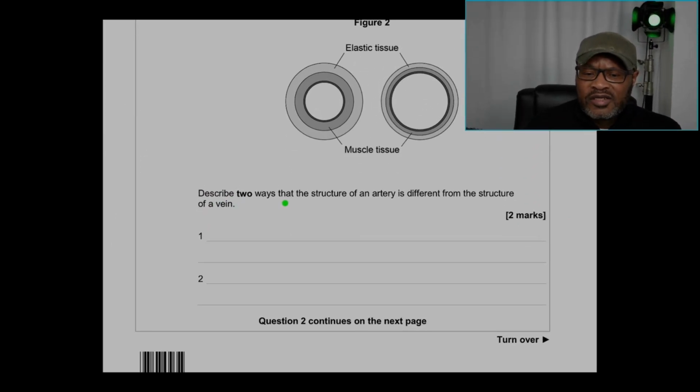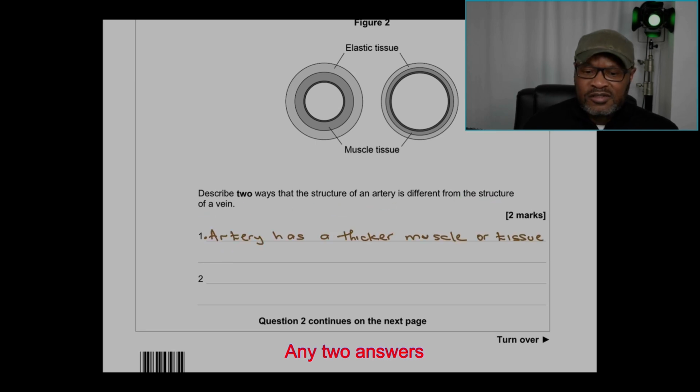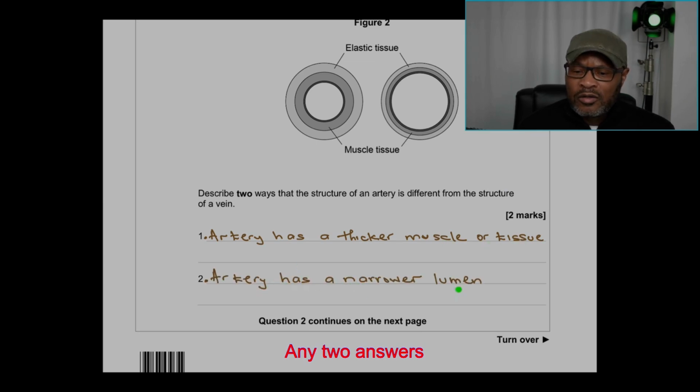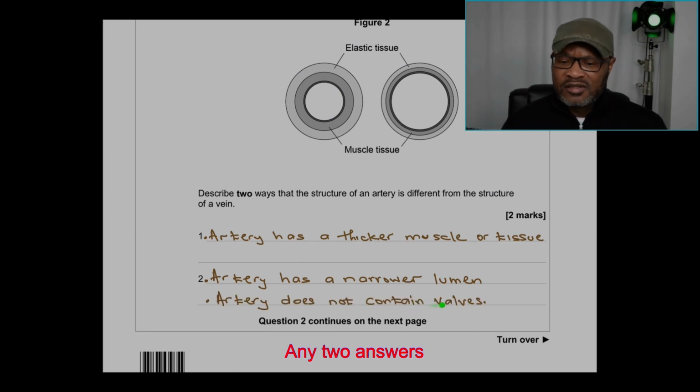Describe 2 ways the structure of an artery is different from the structure of a vein. 2 marks. We're expecting the artery has a thicker muscle or tissue. The artery has a narrower lumen, so a smaller lumen. The artery does not contain valves.